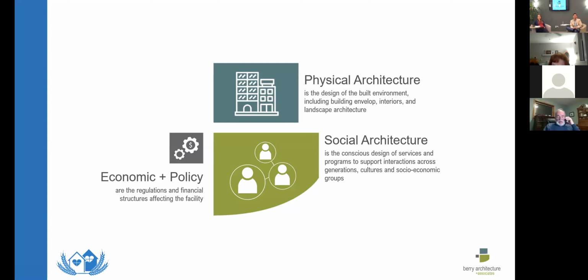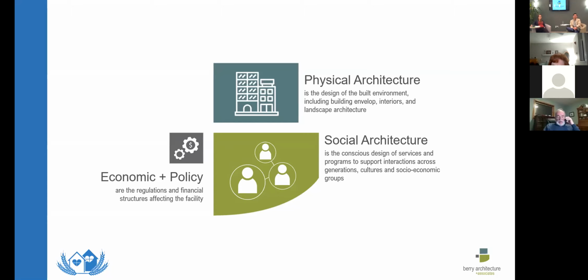Then we have the social architecture. That's the conscious design of the services and amenities to support all the interaction across the users, future generations, the cultures, and any socioeconomic groups that are in contact with this facility. The economic and policy are the regulations and financial structures affecting the facility and the business itself.